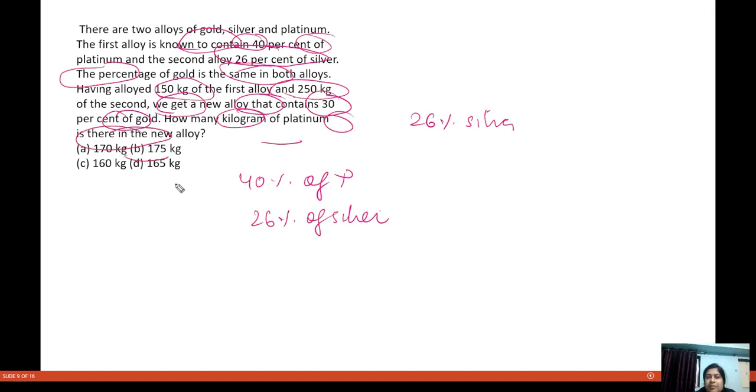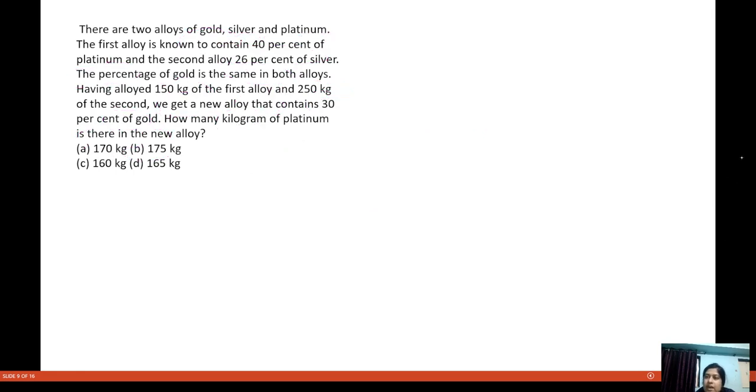How many kilograms of platinum are there in the new alloy? Okay, so let us see this. What this is saying is that there are two alloys of gold, silver, and platinum. So we have two alloys of gold, silver, and platinum.